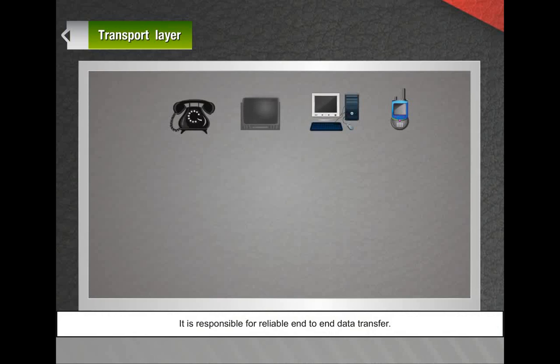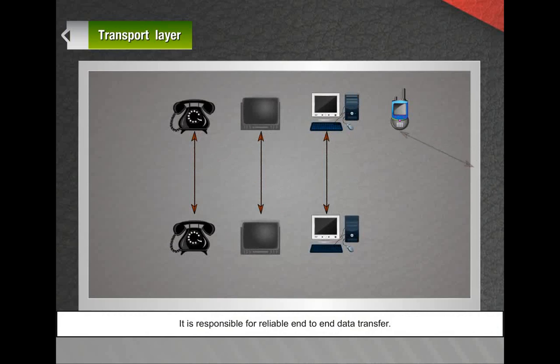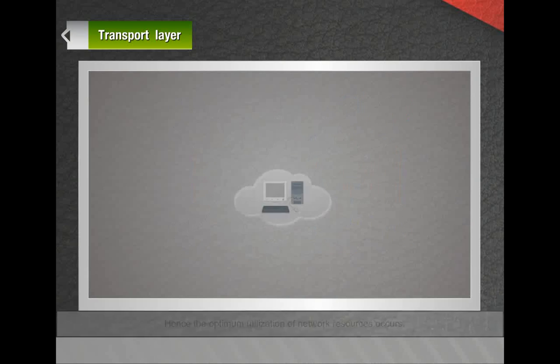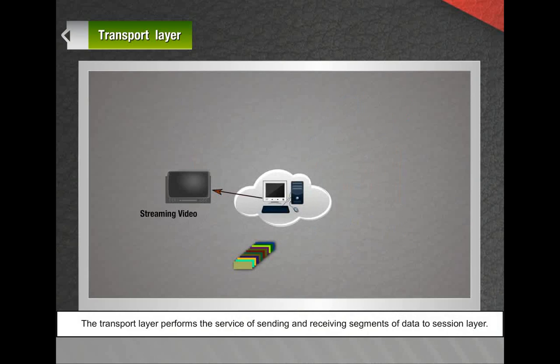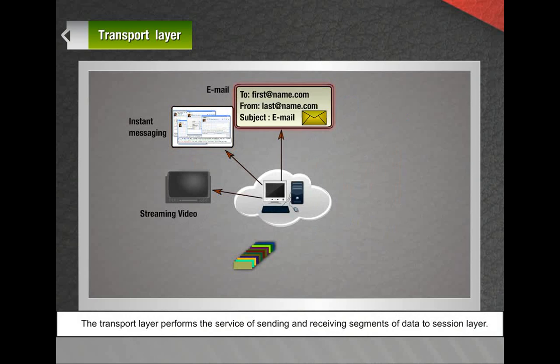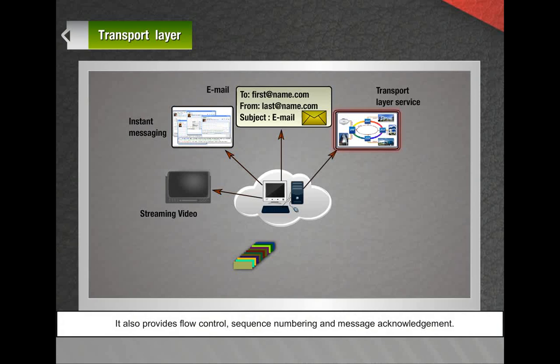Transport layer. It is responsible for reliable end-to-end data transfer. Hence, the optimum utilization of network resources occurs. The transport layer performs the service of sending and receiving segments of data to session layer. It also provides flow control, sequence numbering, and message acknowledgement.